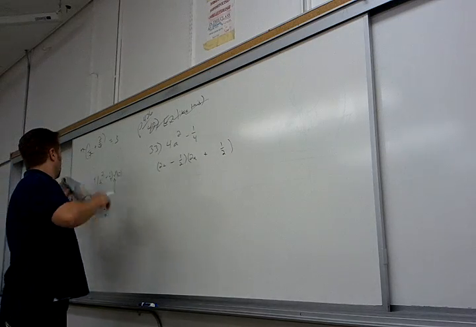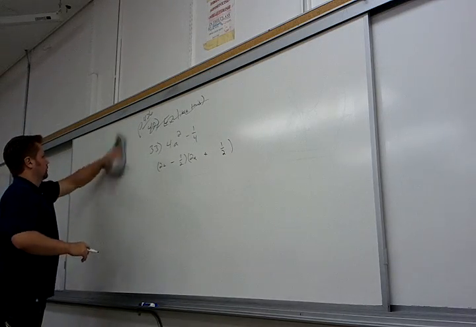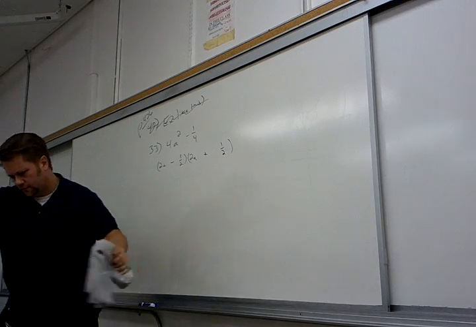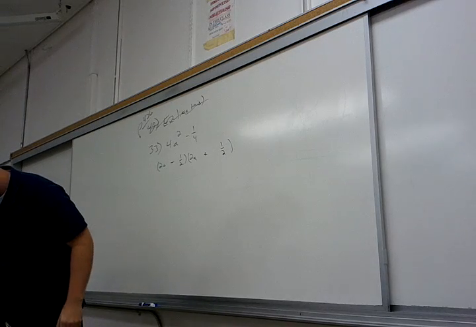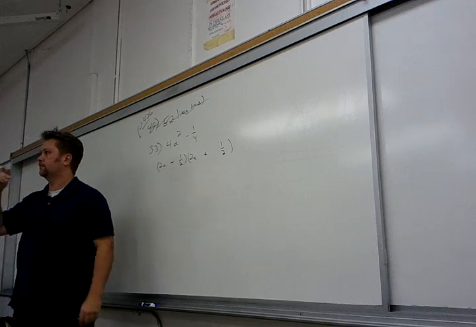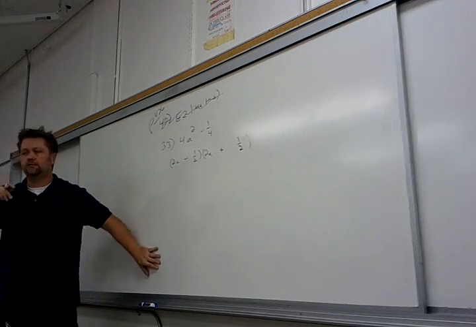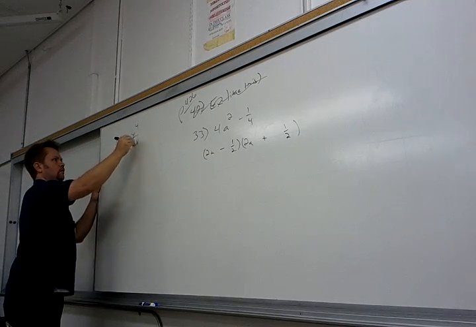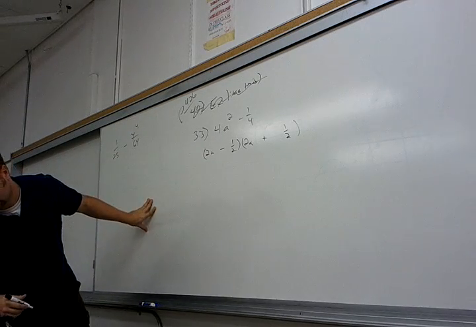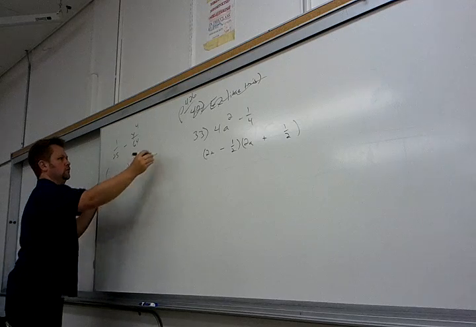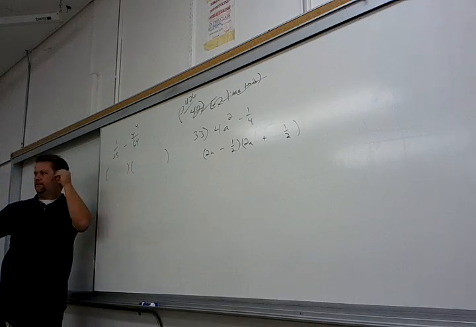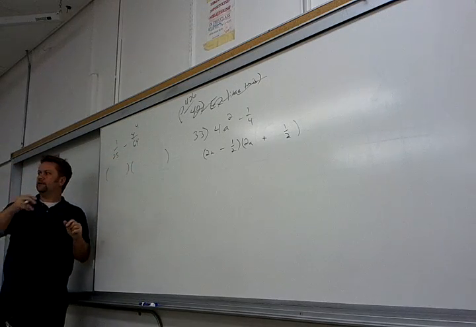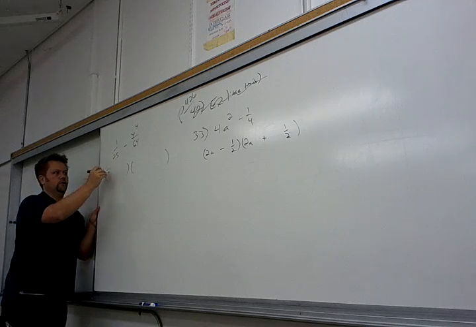Okay. Number 69. What was the other? 48. Oh, 48 is the same thing, right? Yes, that's it. So 25 would be 5 and 5. So 1/25 is 1/5 and 1/5.